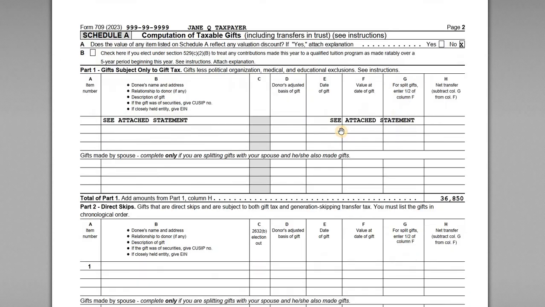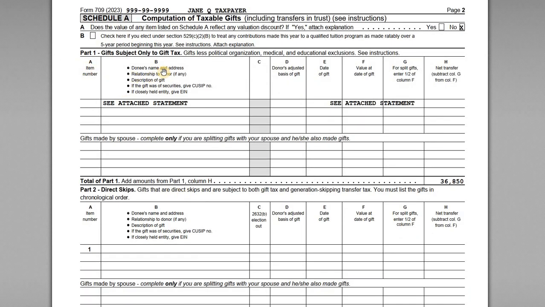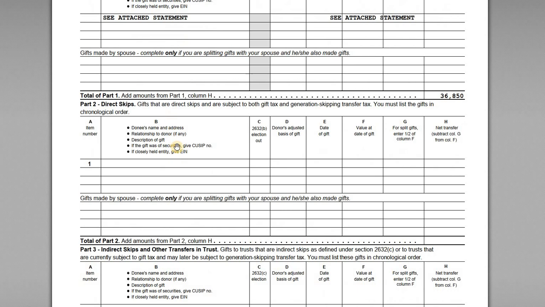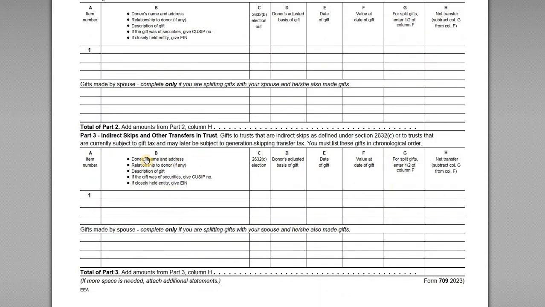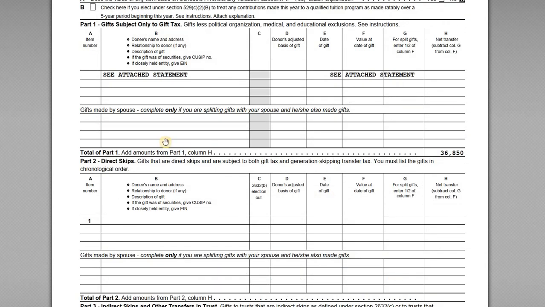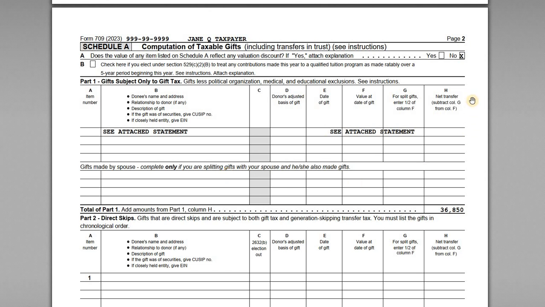So if I scroll down to Schedule A, Part 1 is where we list those gifts that are subject to the federal gift tax only. Part 2 is for gifts that are direct skips, so they're going to have GST and federal gift tax issues. And then Part 3 are those indirect gifts and other transfers to trust. So 2 and 3 don't apply in this scenario. We're just working with Part 1 here.